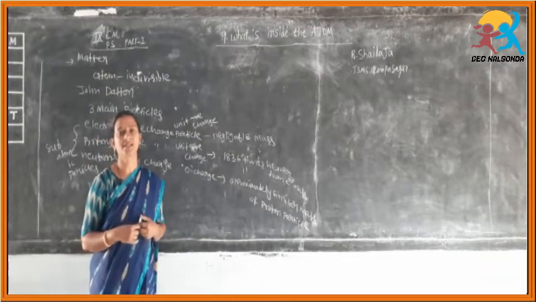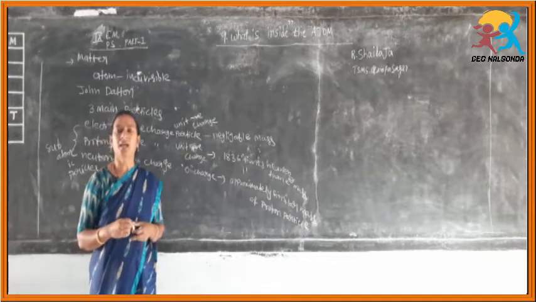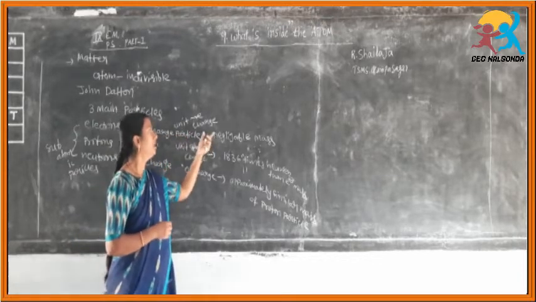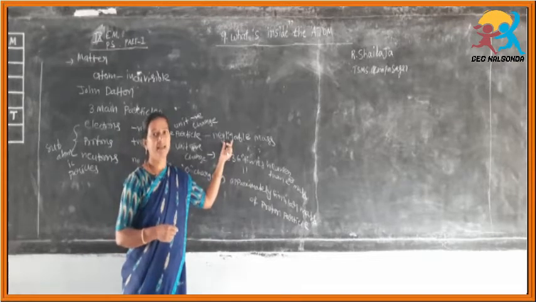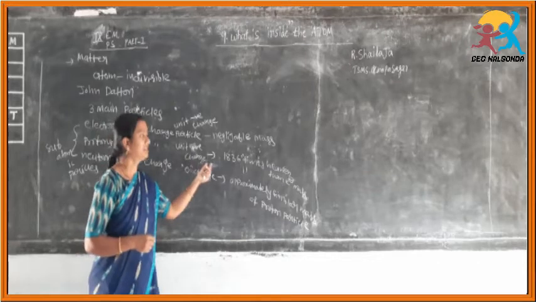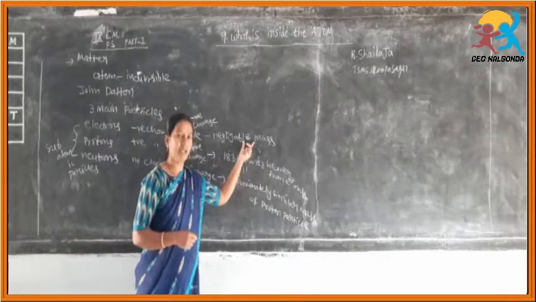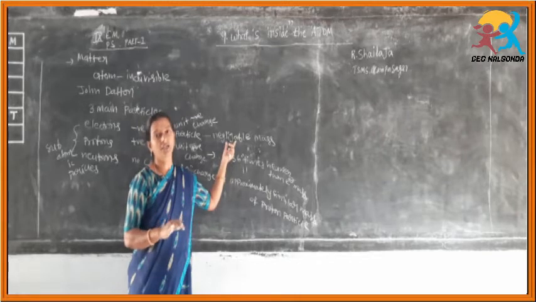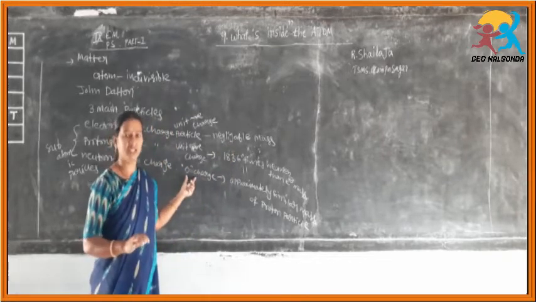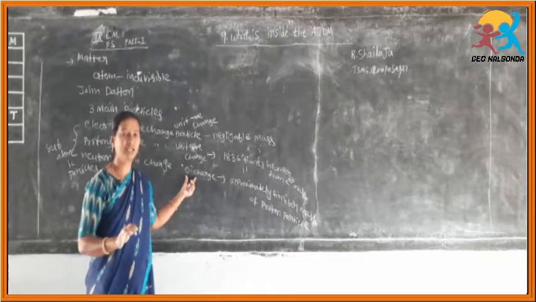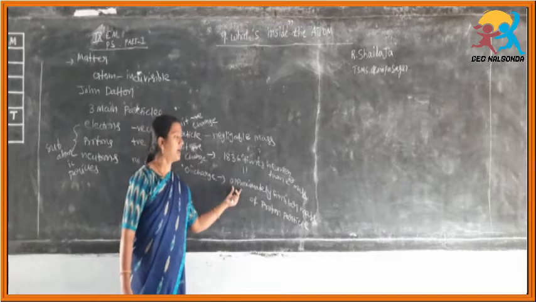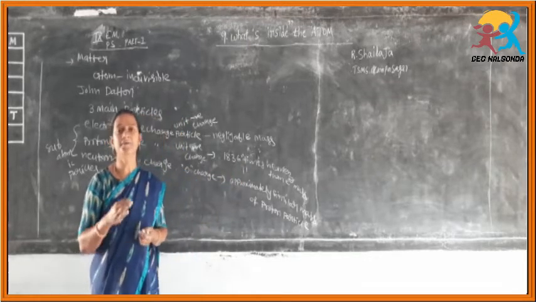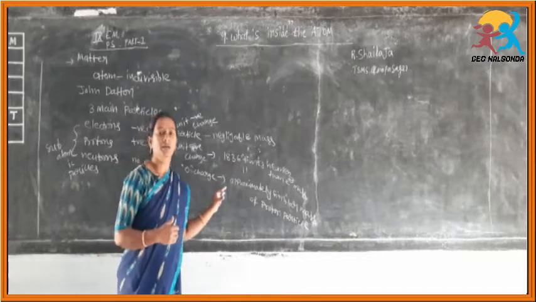Three main subatomic particles in the atom: electrons, protons and neutrons. Electrons are negatively charged particles proposed by J.J. Thomson. The electron's mass is very, very small, negligible. The proton is a positively charged particle whose mass is 1836 times heavier than the electron mass. The neutron has no charge, neither negative nor positive, it is neutral, but its mass is approximately similar to the proton. So our scientists have discovered these three particles in the atom.